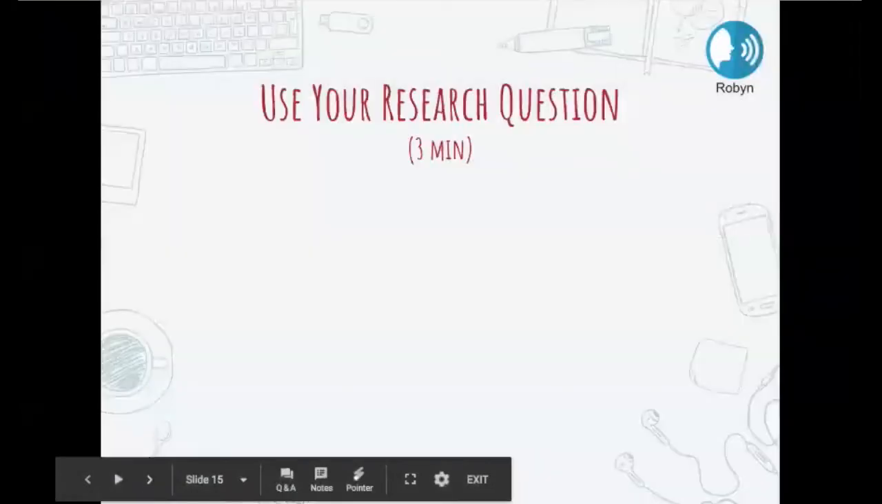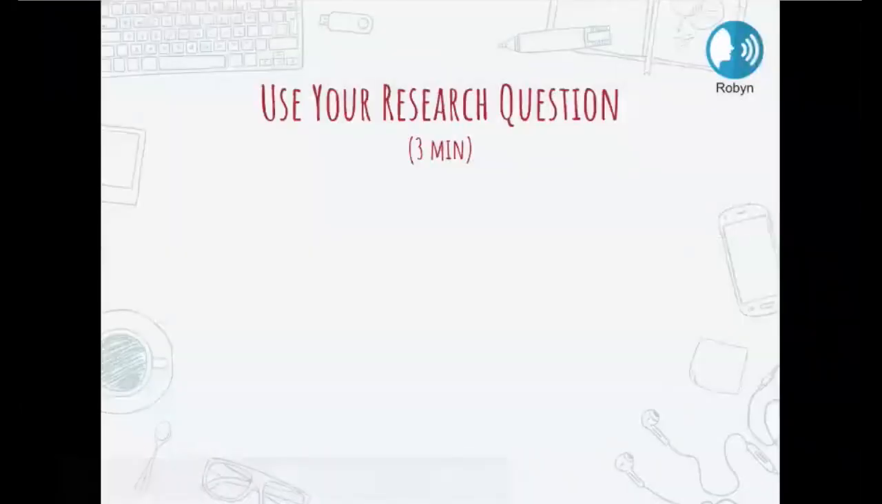Let me get to the next prompt. With this one, we want you to write down your research question. We're going to go back to our original research question, or maybe our research question changed a little bit, and that's fine. If you don't remember what your research question was at all, that's fine, just make one up now.